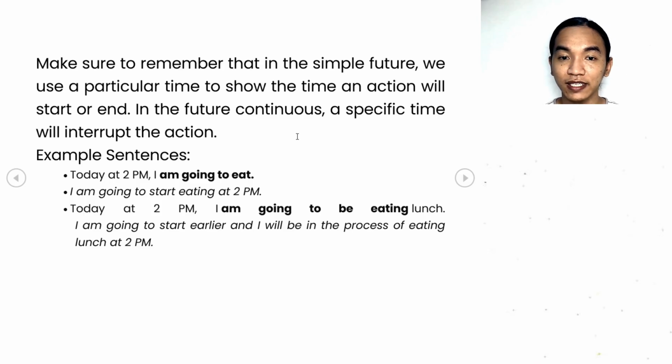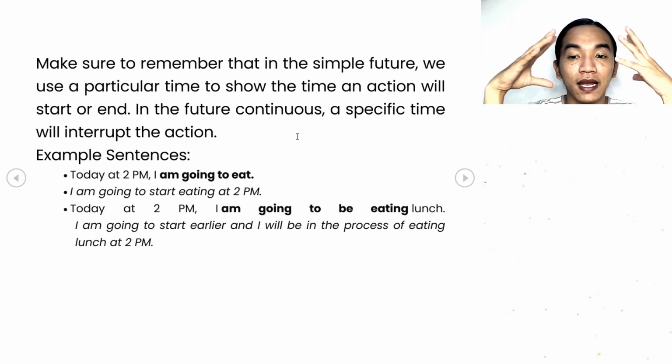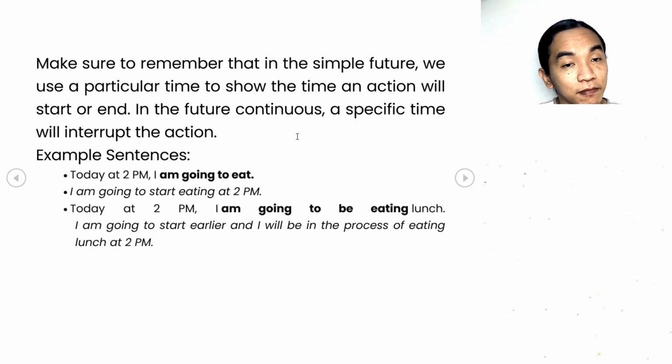Okay? So you can see there a specific time. Today at 2 p.m. Today at 2 p.m., right? I'm going to start earlier and I will be in the process of eating lunch at 2 p.m. At a particular time, the action will be taking place. Okay? It will be happening by that time.